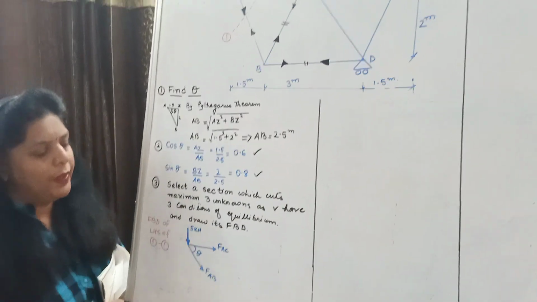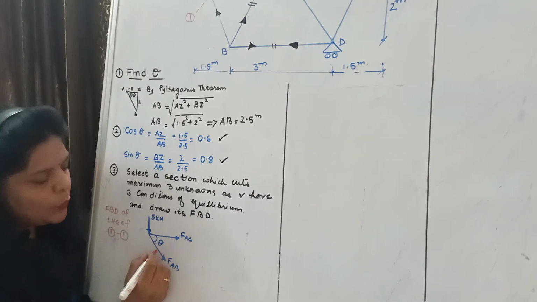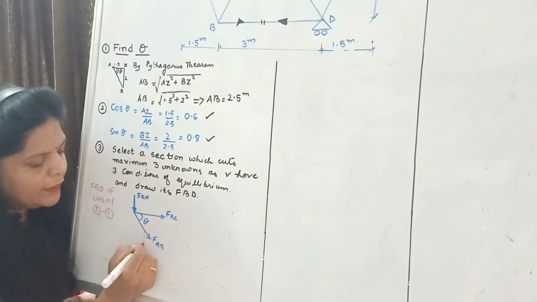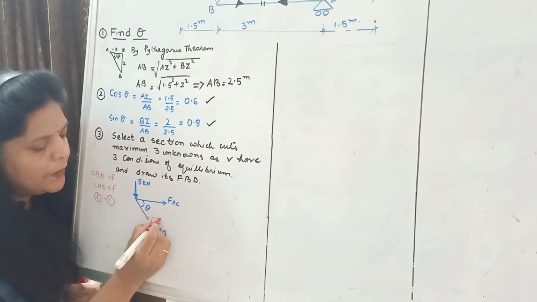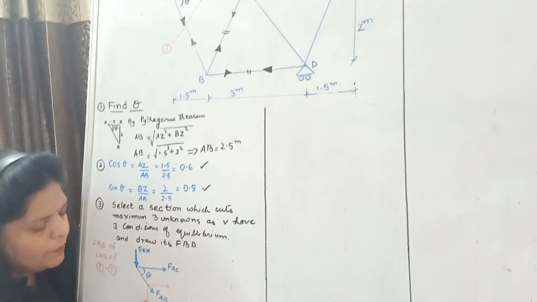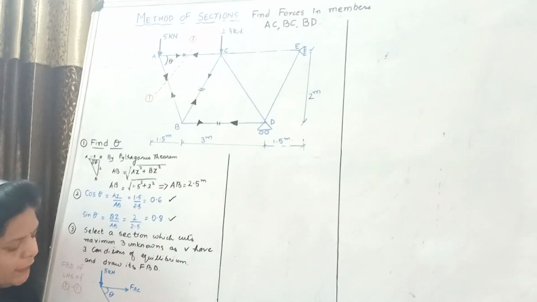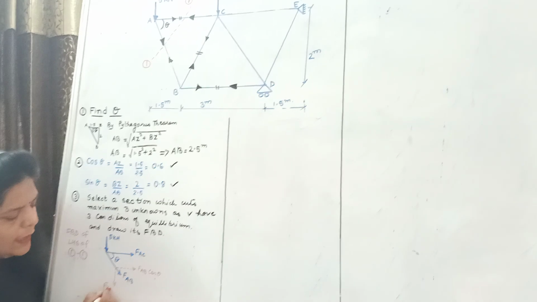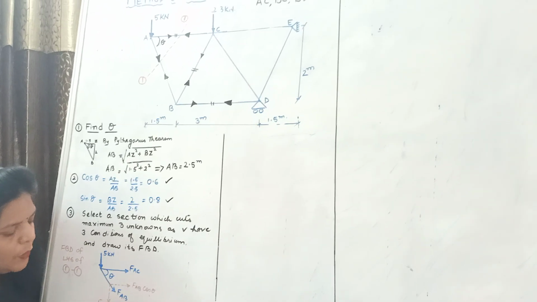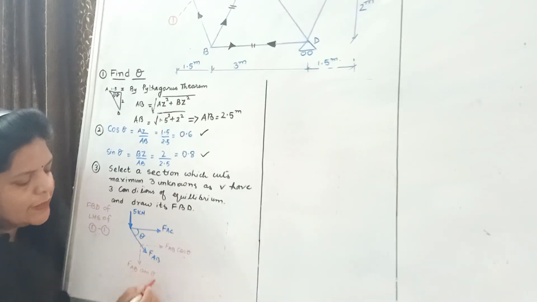Now we have to simply apply our 3 conditions of equilibrium. If I draw this, it is FAB cos theta. We have already studied that the force which is inclined with an axis gives the cosine component, and the opposite one gives the sine.